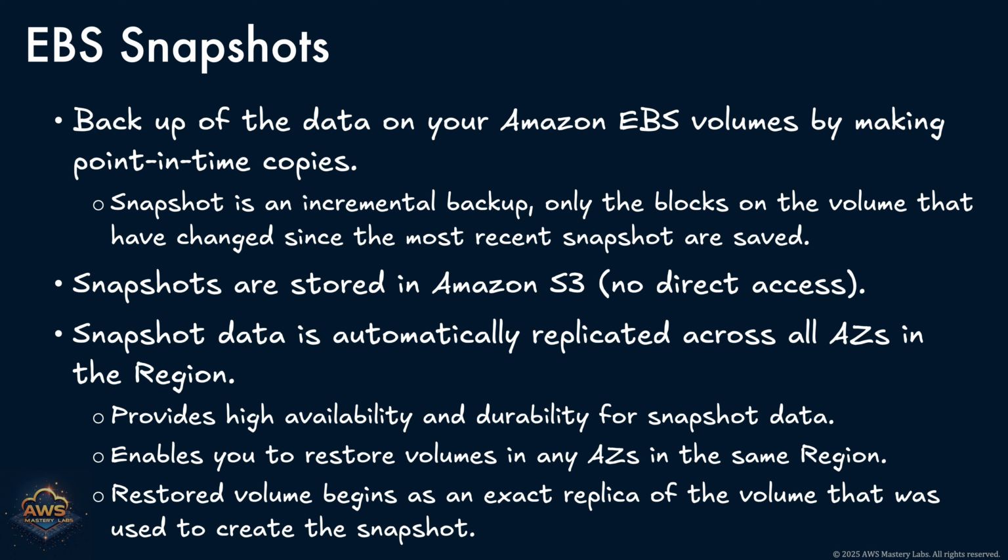When you restore a volume from a snapshot, it starts as an exact replica of the original volume at the time the snapshot was taken. Over time, the new volume lazily loads blocks as they are accessed, which means your applications can start using the volume immediately, even if all the data hasn't been loaded yet. EBS snapshots offer a powerful, cost-effective, and regionally resilient method to safeguard your persistent storage in AWS.